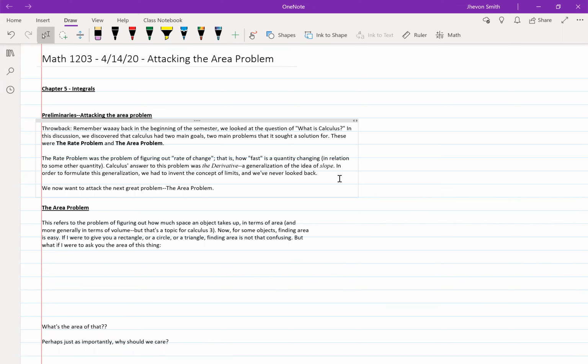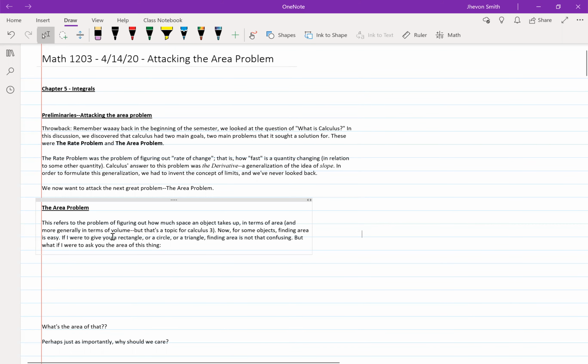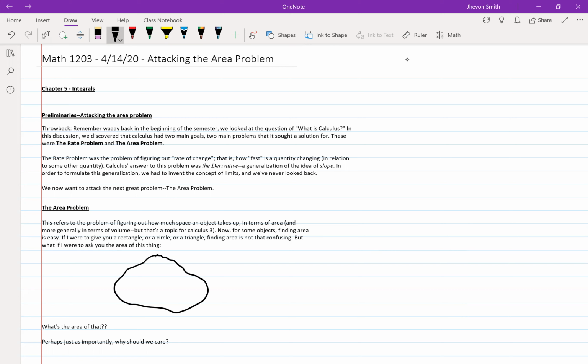So the idea is we want a very good way to measure how much space something takes up, and there can be a very good cause for this. Now, if the shape that we're talking about is some nice shape, like a rectangle or a circle or a triangle or a trapezoid, or any of these nice shapes that you've seen in high school geometry, then the problem is not really a big problem. We have nice formulas to find out the area that these guys take up. However, what if I asked you something stranger? What if I asked you, well, what is the area of that, right?